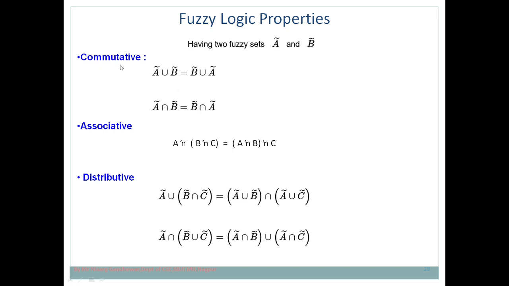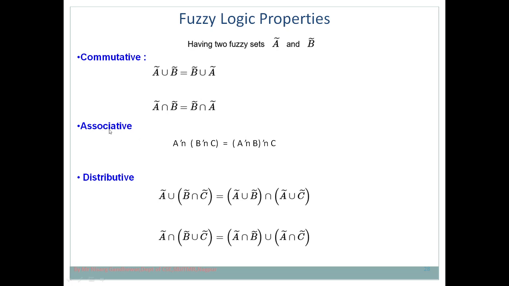Now let's discuss the commutative property. Commutative property is already known to you. So here you can say that fuzzy set A union fuzzy set B can also be written as fuzzy set B union fuzzy set A. Similarly, fuzzy set A intersection fuzzy set B is equivalent to fuzzy set B intersection fuzzy set A. So this is the commutative property.